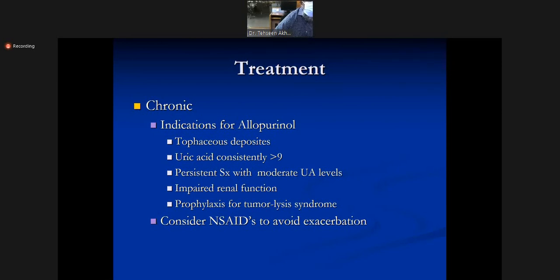And in tumor lysis syndrome, when the uric acid level is increased, we use it as a prophylaxis for tumor lysis syndrome. And here also consider NSAIDs to avoid exacerbation.